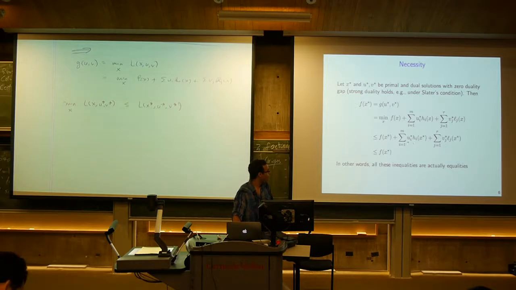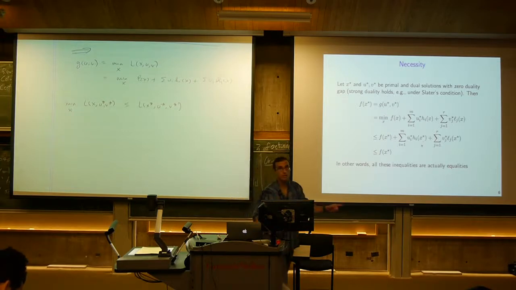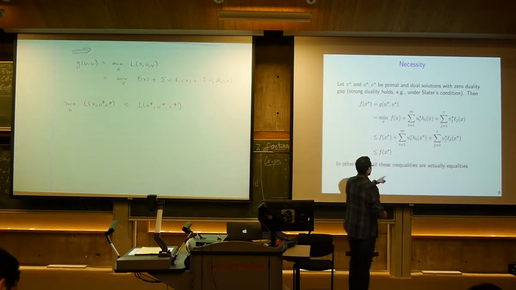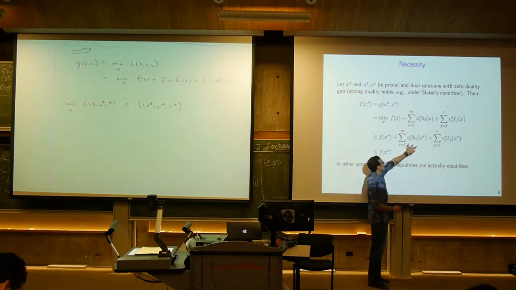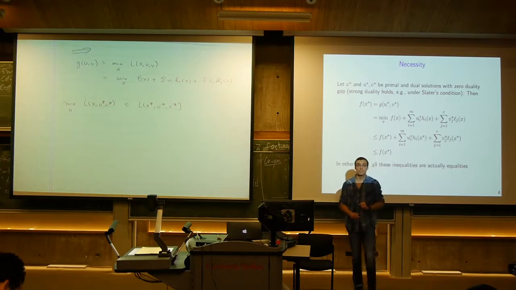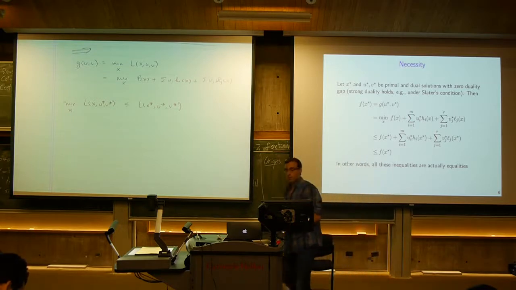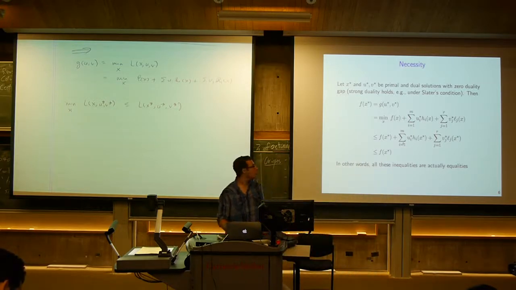Well, this is a sum of terms, each of which is bigger than or equal to 0. So actually each term must be 0. They can't cancel each other out because they all have the same sign. So now each of these terms has to be 0, which is actually complementary slackness. So we've just shown that complementary slackness must hold. And primal and dual feasibility, we get those for free.